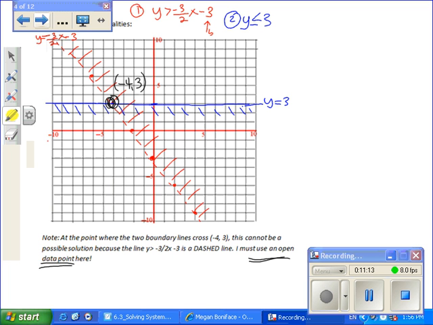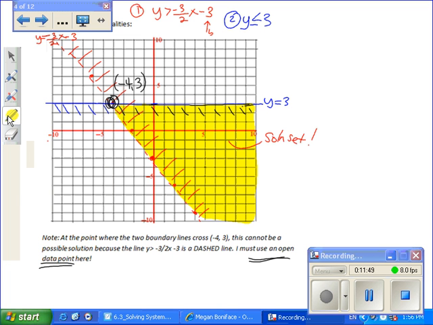The second thing I need to do is figure out where these two shaded regions overlap. Well, I can see that I shaded everything above the red line and everything below the blue line. So the place where they overlap is going to be below that blue line and above that red line. And so I can now take my pencil or your pencil crayon, and I'm now going to shade that entire region where those two shaded regions overlap. That is my solution set. I just figured it out.